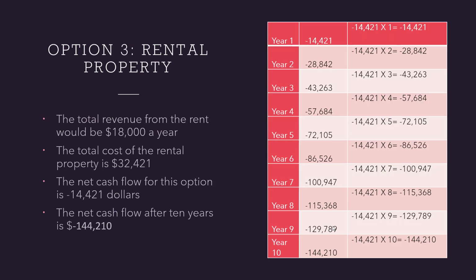The total revenue from the rent for a full year will be $18,000, and the total cost of the maintenance and the mortgage all add up to $32,421. So the net cash flow for this option will actually be negative $14,421. With that, the net cash flow after 10 years is negative $144,210. As you can see on the right, I have all my math.